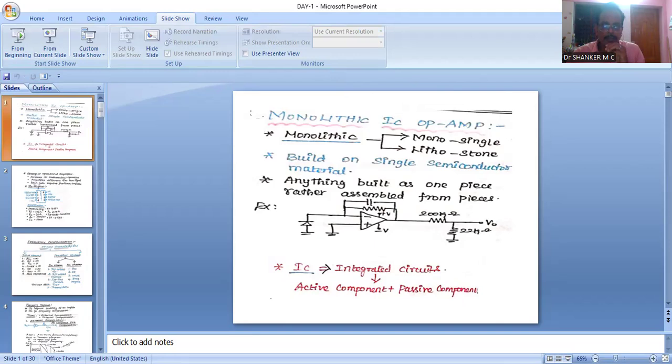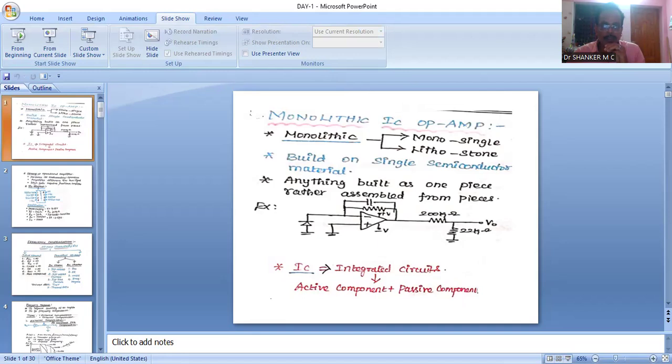Integrated means 100 components, or 1000 components, or 10,000 components, or 1 lakh components have been integrated on this silicon wafer. Then it is called an integrated circuit. The name is monolithic integrated circuit. It provides the operational amp. Amp means amplifier, in this case, operational amplifier.